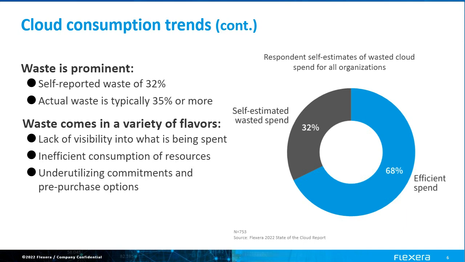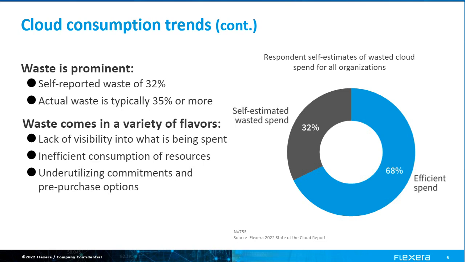And where does that waste come from? Well, a variety of flavors. The big one is lack of visibility, and Sean will talk about that in his demo, and how Kubecost really helps with that visibility. You have a lack of visibility into what is being spent. Maybe I get a bill from AWS at the end of the month for $1 million, and there are 10,000 line items on it, and I have no way to know who's spending what. Is cost center ABC doing the right thing? Is cost center XYZ doing the wrong thing? I don't know who's being efficient or inefficient, because I don't have that visibility into who's doing what and where they're doing it.